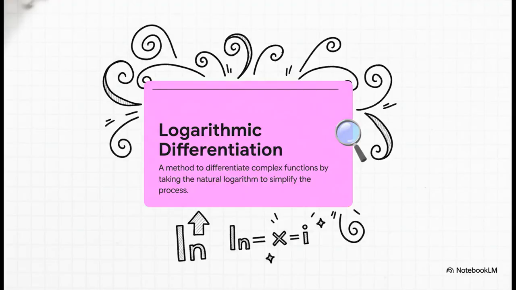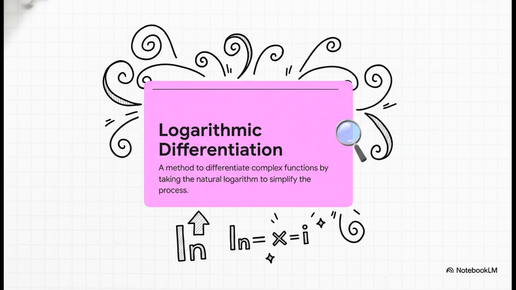So here's the formal definition. Let's break this down carefully. The key move here is taking the natural logarithm, or ln, of the function. Now, why the natural log, specifically? Because its derivative is beautifully simple. The derivative of ln of x is just 1 over x, and that little property is going to prove incredibly useful later on. I really want you to pay attention to the sequence here.